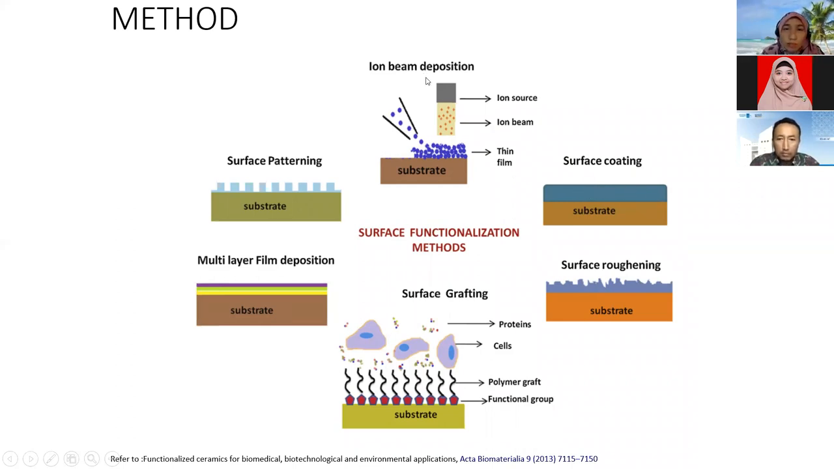So this is ion beam deposition on a substrate. This is the analysis. Surface patterning on a substrate: this is a substrate, then you put something on it. That is surface patterning for whatever application you're going to do. This is multi-layer film deposition on the substrate. This is surface grafting using polymer.